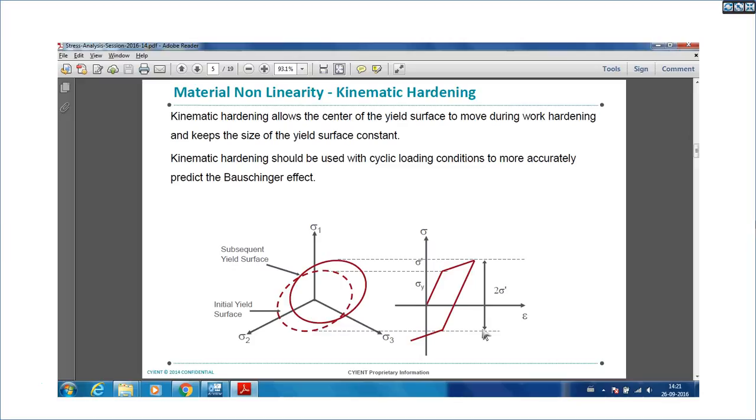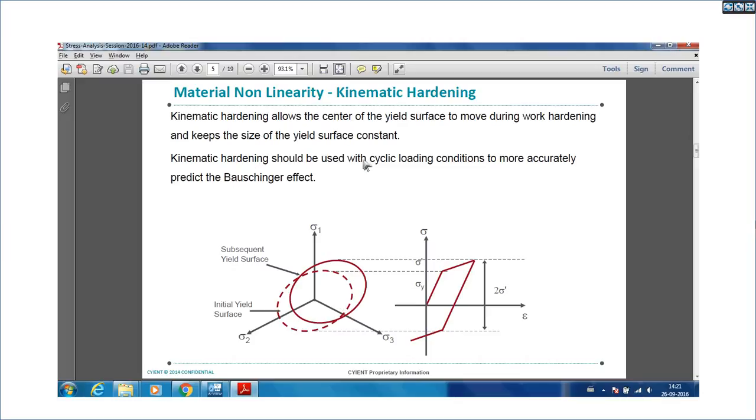There is another hardening rule available, that is kinematic hardening. Kinematic hardening allows the center of the yield surface to move during work hardening and keeps the size of the yield surface constant. So this is another aspect. In isotropic hardening, the center is fixed and the surface is allowed to grow. In kinematic hardening, the center is allowed to move and the surface remains constant.